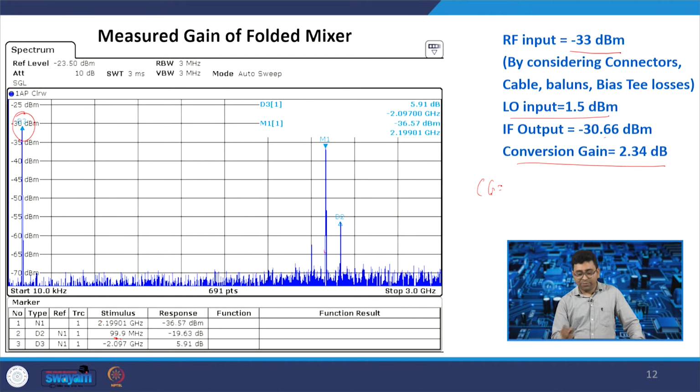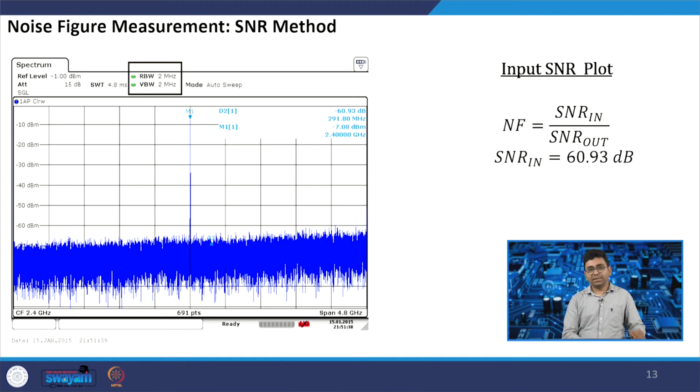You can revise: it is IF by RF. So, in dB it is IF minus RF. Minus 33 is the input, minus 30.66 is the output. So, minus 30.66 plus 33, you will get the gain. This is how you should do the measurement of the gain. You can also use a network analyzer to find the gain. You can also use a spectrum analyzer to find the noise figure.